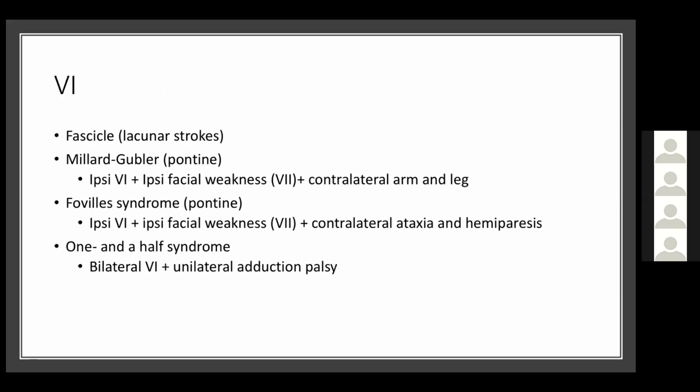Again, similar to what we saw earlier with the third nerve, they can be part of lacunar stroke syndromes or brainstem stroke syndromes. Again, it's not necessarily important to memorize those, but rather to know that sixth nerve palsy plus something equals badness in the brainstem, including the one-and-a-half syndrome.